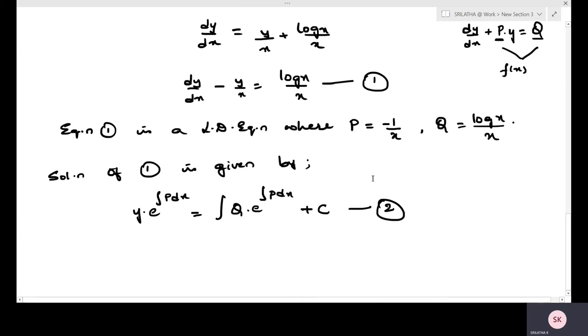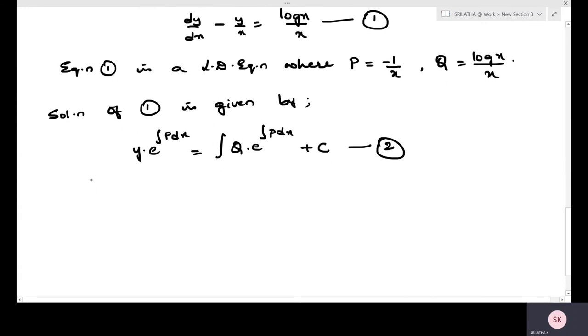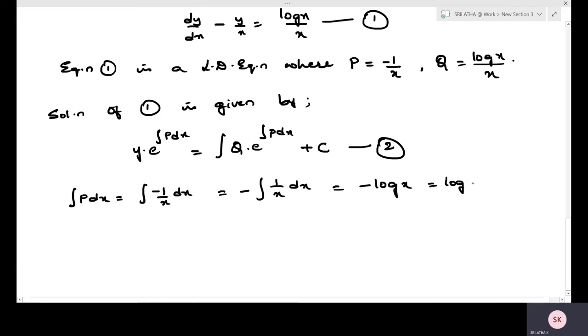I'll first find what is e to the power of integral p dx and then substitute it here and there. So I'll find what is integral p dx, that is equal to integration of minus 1 by x dx. So what is the integration of minus 1 by x? It is equal to minus, I'll bring it out, integration of 1 by x dx. And what is the integration of 1 by x dx? It is log x. But b log a is log a to the power of b. So it will be log of x to the power of minus 1. That means it is log of 1 by x.